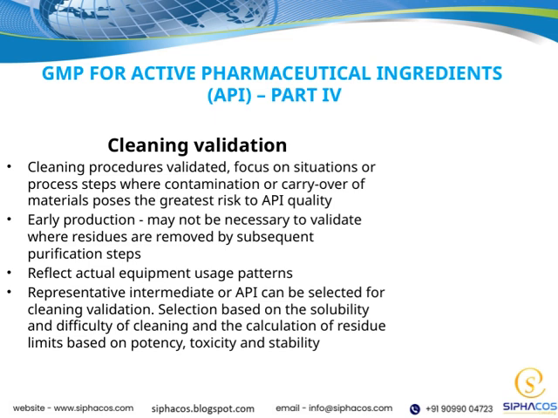When selecting the material for validation, we often use representative intermediate or API samples. The selection depends on factors like solubility and how difficult it is to clean the equipment. We also need to calculate residue limits based on the API's potency, toxicity, and stability to ensure safety and quality. All of this ties into the GMP requirements for active pharmaceutical ingredients, ensuring that every step we take supports the overall quality and safety of our products.